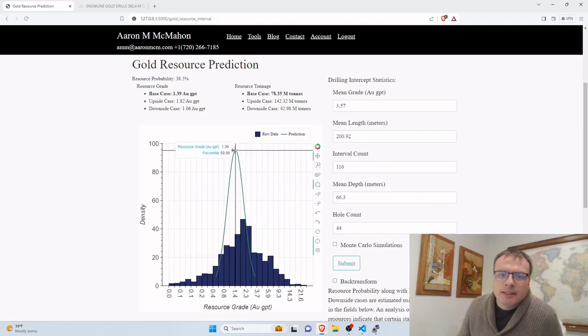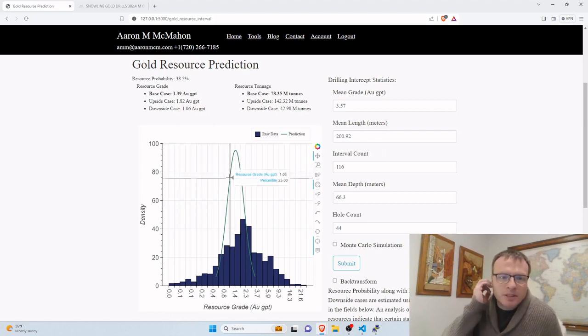At the peak of the distribution, the 50th percentile, we're seeing that base case estimate of 1.39 grams per ton. The upside case is the 75th percentile, so I can move my cursor down and see that 1.82. And the downside case is the 25th percentile. So at the 25th percentile, there's one chance in 4 that you're going to hit 1 gram per ton on the resource or less.